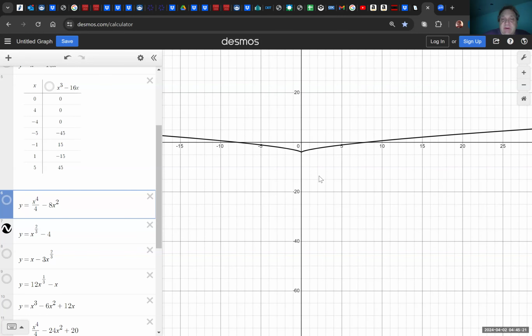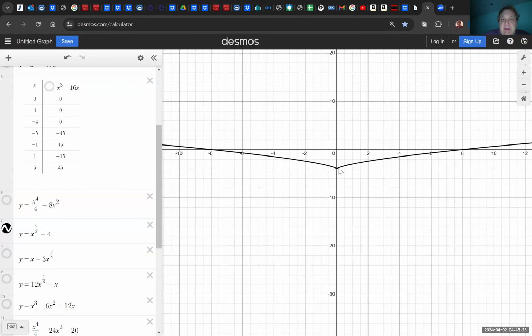So there's our picture. I can zoom in a little bit. It has this important point at 0. It comes to a point right there. It's not really smooth. It's not really where the derivative is 0. It's actually where the derivative is undefined. And that's going to be our local minimum.